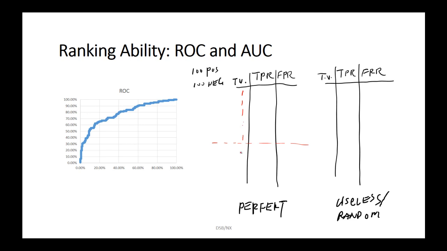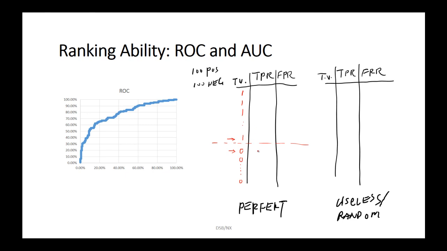Whereas all the 100 negative instances should sink to the bottom, like this. That's what the perfect model should do. In other words, the lowest probability associated with the positive instances should still be higher than the highest probability associated with a negative instance.